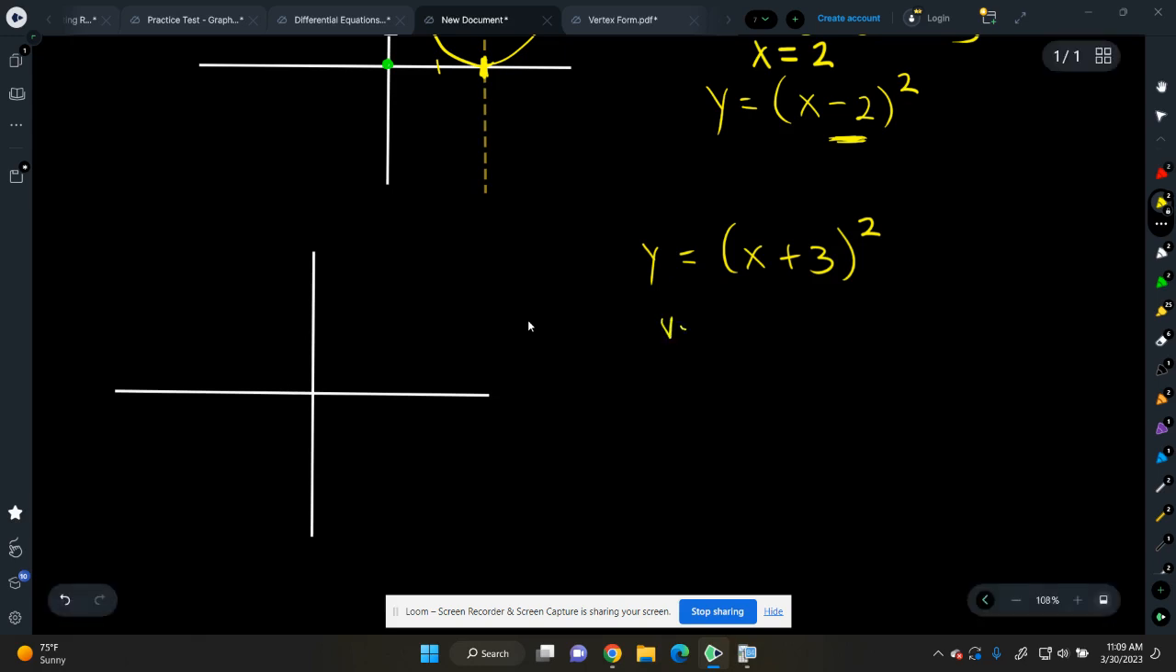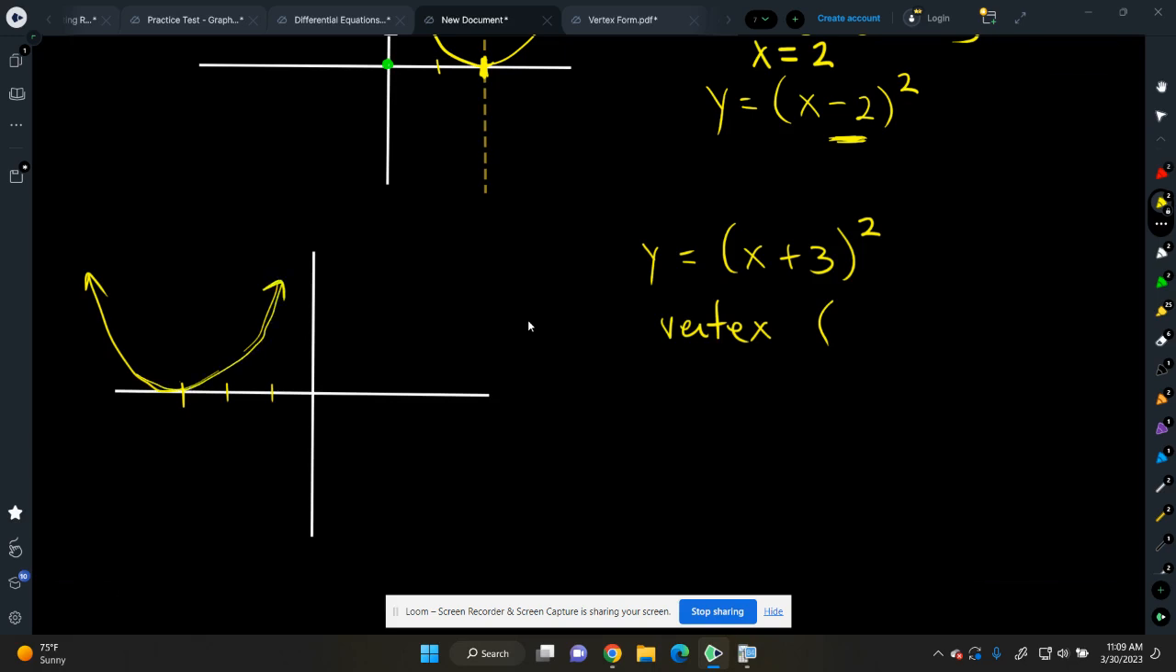Okay. So what's the vertex? Maybe it would help if you sketch it first, right? So we're going to move it which direction? Left 3. 1, 2, 3. So there's my sketch. And I'm saying sketch because we're not really drawing a real accurate graph yet. So what's the vertex? -3, 0.